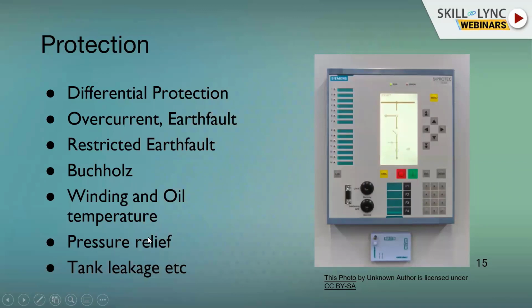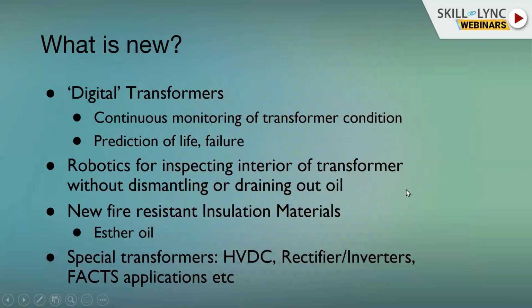We may be able to detect overload in the transformer, and pressure relief in case the pressure builds up beyond the breaking capacity of the transformer tank. Then we could possibly trip the transformer before any major explosion occurs. So this is a typical protection device, which is nothing but what we call today a numerical protection relay. It converts the incoming current and voltage into numerical numbers, and it processes the protection.